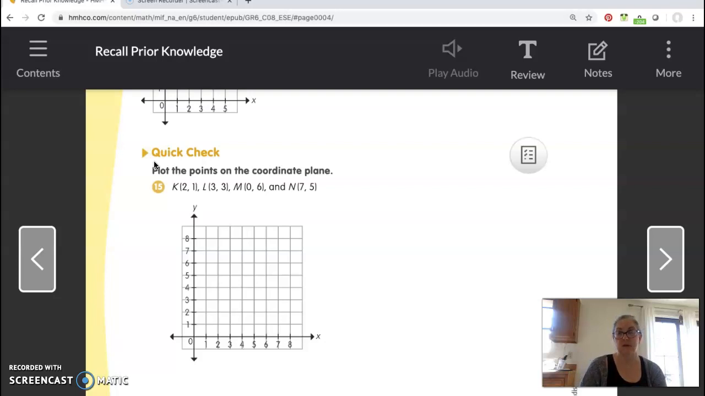This is also an opportunity for students who are still working on their math facts to spend some time trying to play some multiplication games and things online. I'll put some links up for that as well.